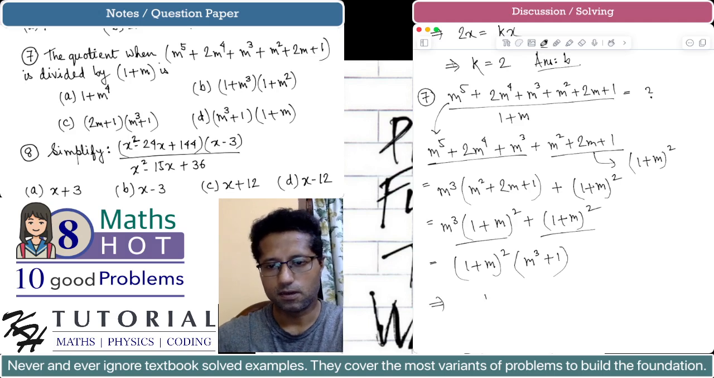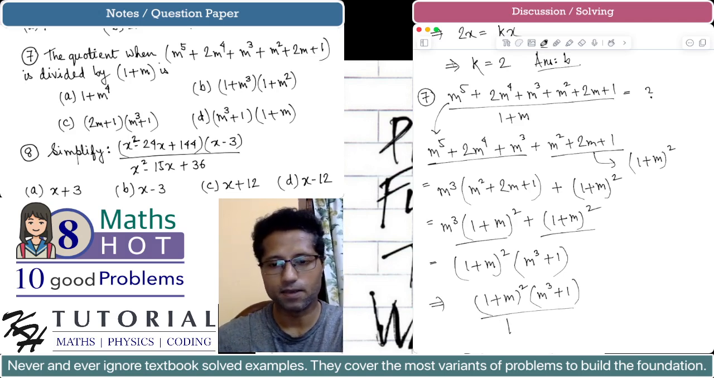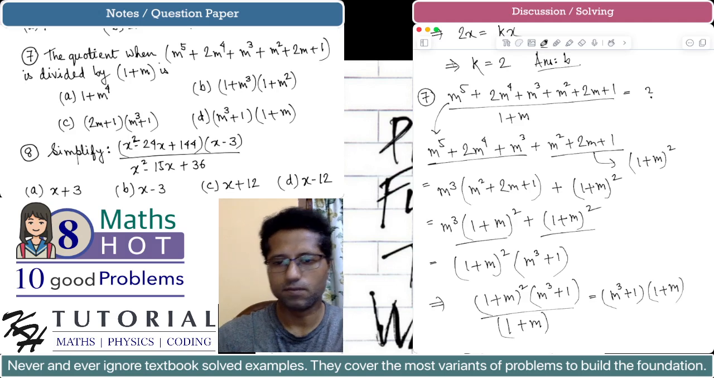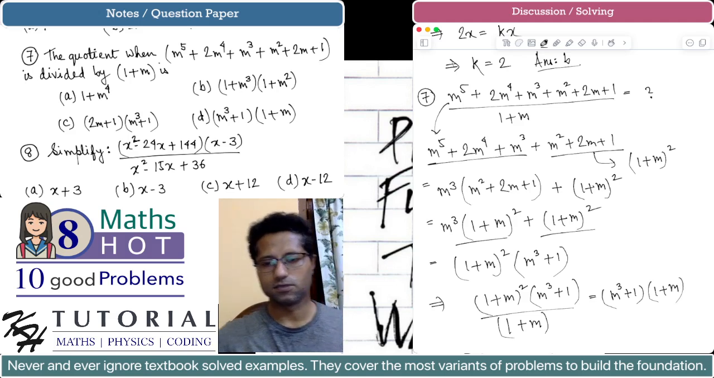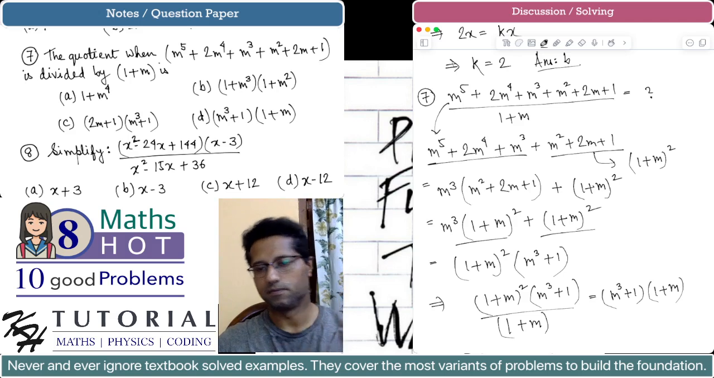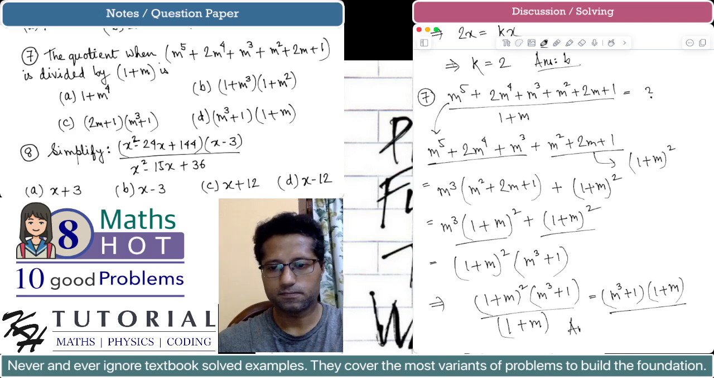Hence 1 plus m whole square multiplied by m cube plus 1 is the factorized form of the polynomial of degree 5. When we divide that by 1 plus m, what do we get? We get m cube plus 1 multiplied by 1 plus m, because the denominator 1 plus m cancels one factor of 1 plus m in the numerator. So this is the quotient, and hence the correct choice is D. D is the correct choice.